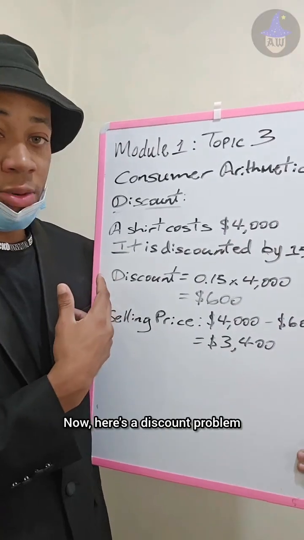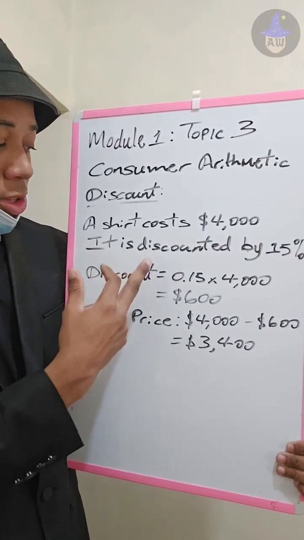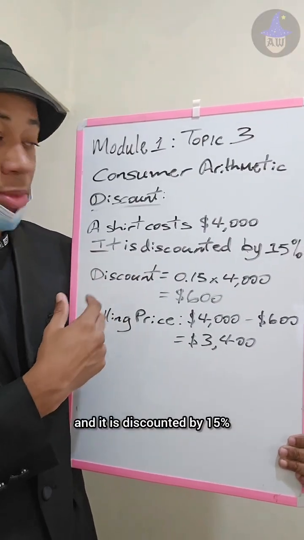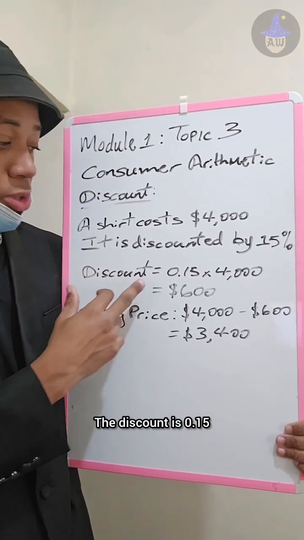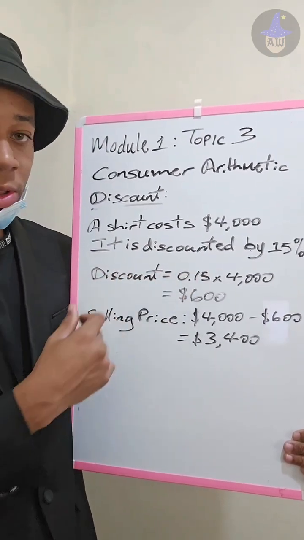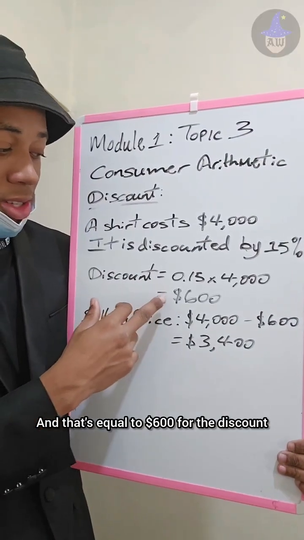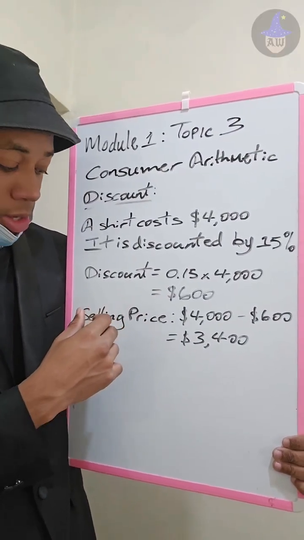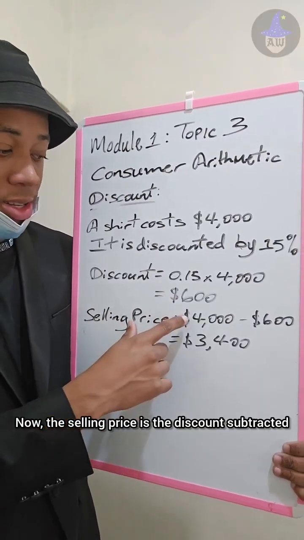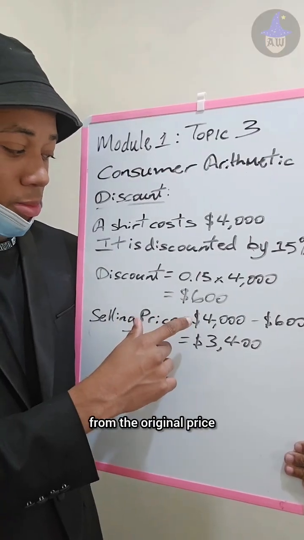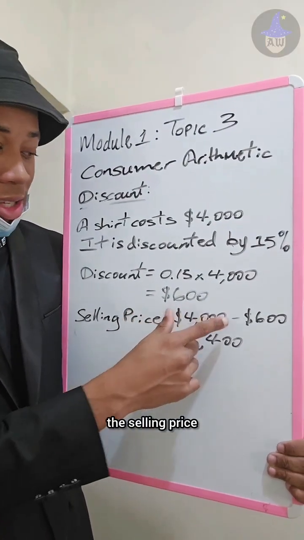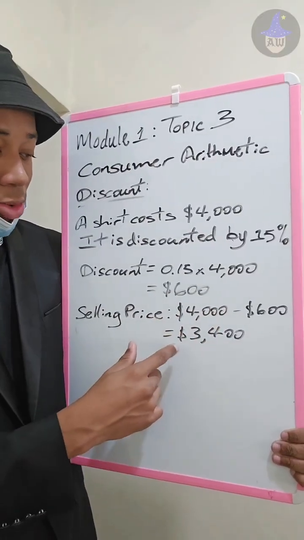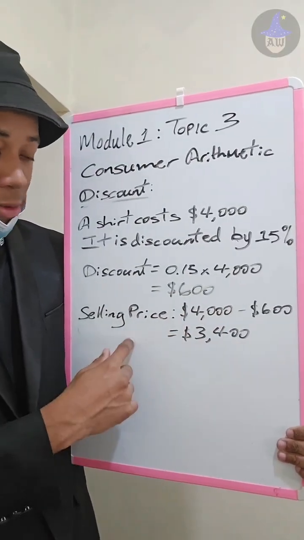Now here's a discount problem. A shirt costs $4,000 and it is discounted by 15%. First you have to find the discount. The discount is 0.15 times 4,000, and that's equal to $600 for the discount. Now the selling price is the discount subtracted from the original price. So $4,000 minus $600 is equal to $3,400 for the selling price.